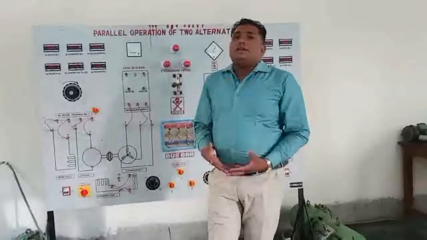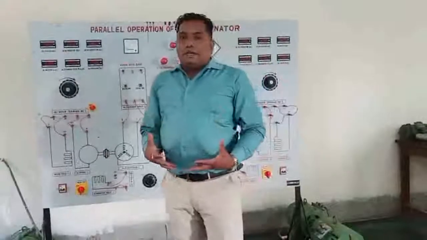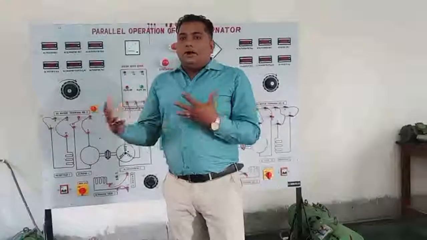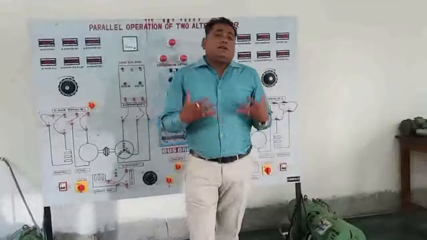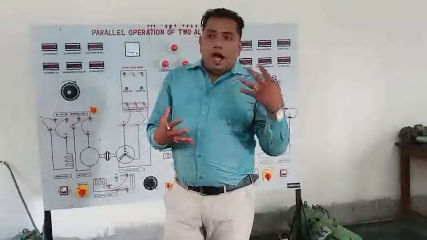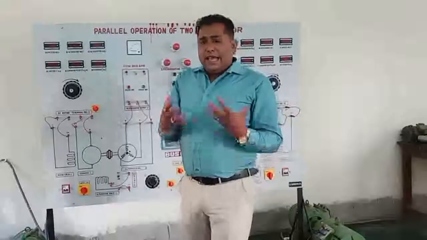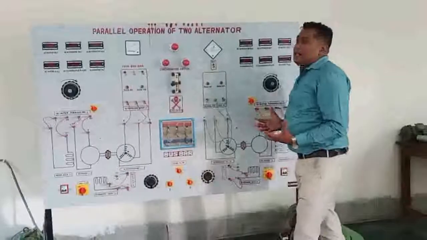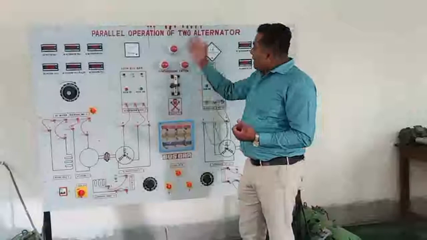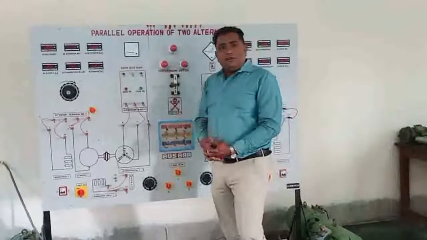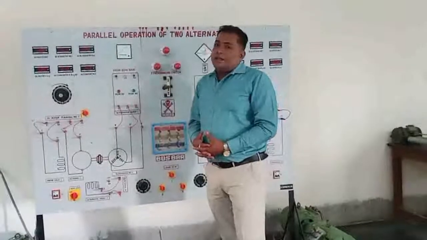So let us start this experiment and see how we can synchronize two alternators. One is the running alternator connected to some sort of load. Here we have used some bulbs as a load, and we will see how we can connect an incoming alternator with that running alternator. In this experiment you will see two methods. One is the three bulb method, by which we can synchronize. We have studied this in the theory part, and we also have the synchroscope by which we can do this. So let us start the experiment.